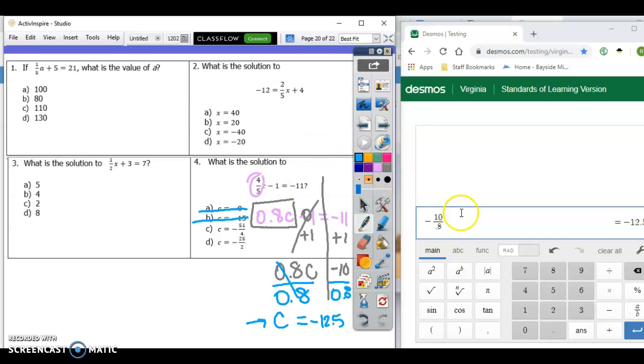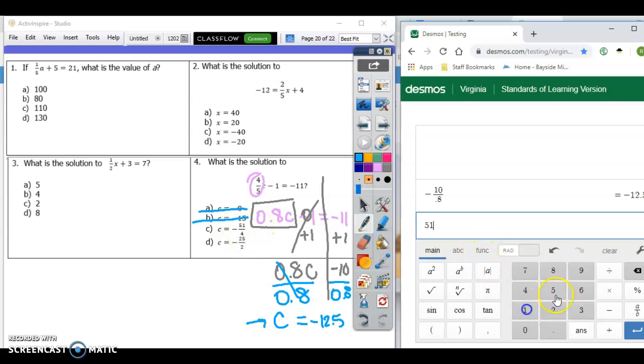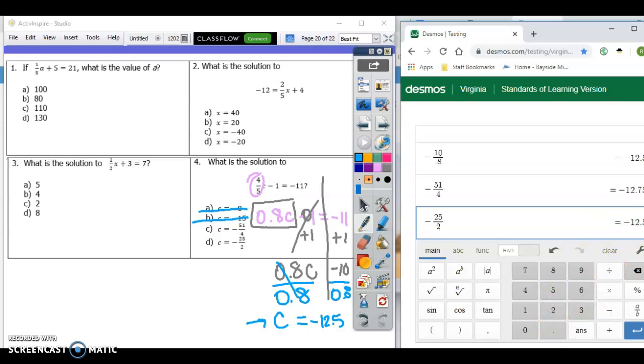So let's convert this fraction. Let's get a new line. So I have 51 divided by 4, and it's 12.75. Well, actually it's negative. So that's not right, just because it's not the right number. So let's try -25. -25 divided by 2, and I get -12.5, so those match. So the answer is D.